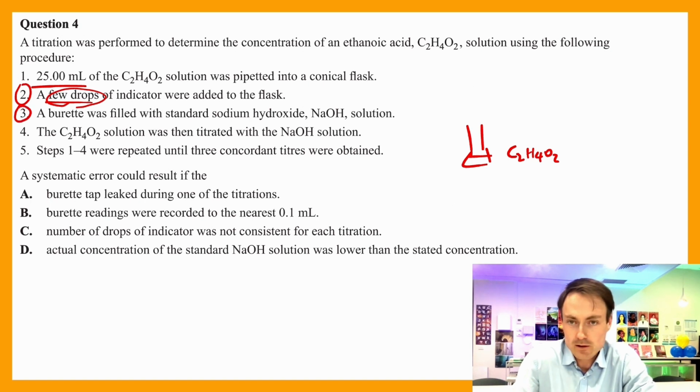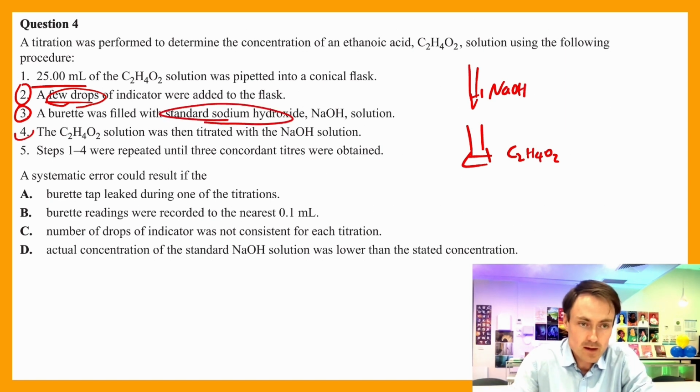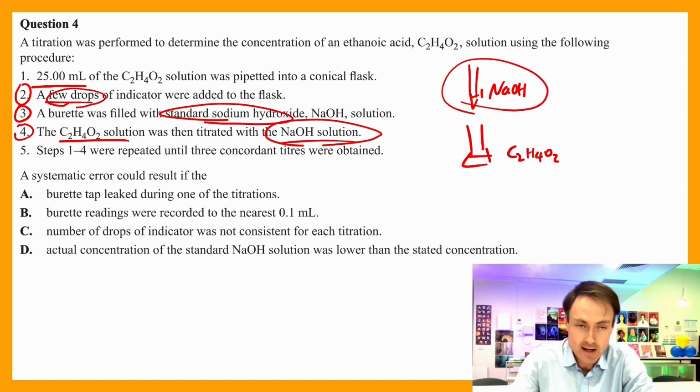3, a burette was filled. Let's put the burette in up here with NaOH, and it's a standard solution, which is good. Step 4 confirms this because they say that A was titrated with B. Now, whenever you have a sentence that says A is titrated with B, then B is in the burette. Just the grammar structure of step 4. And we've confirmed that in step 3 anyway.